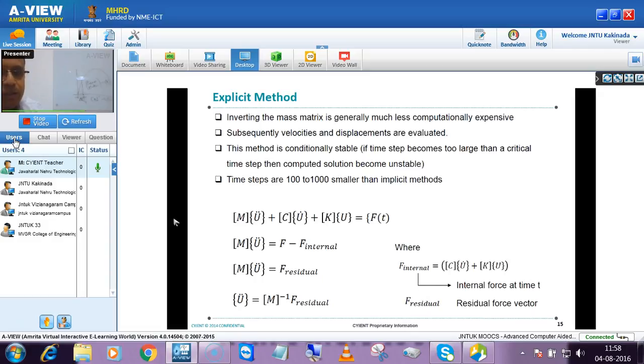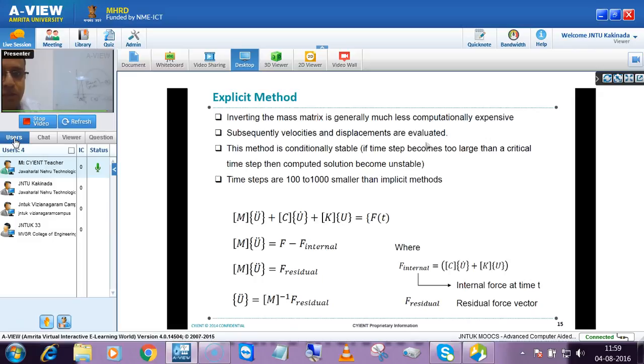So coming to formulation, this is our equation of motion. When you use this type of equation, these two factors will be sent to that side. And here we are inverting only the mass matrix. That is the reason it will be very fast. Inverting the mass matrix is very less expensive compared to the stiffness matrix, so it is generally much less computationally expensive.